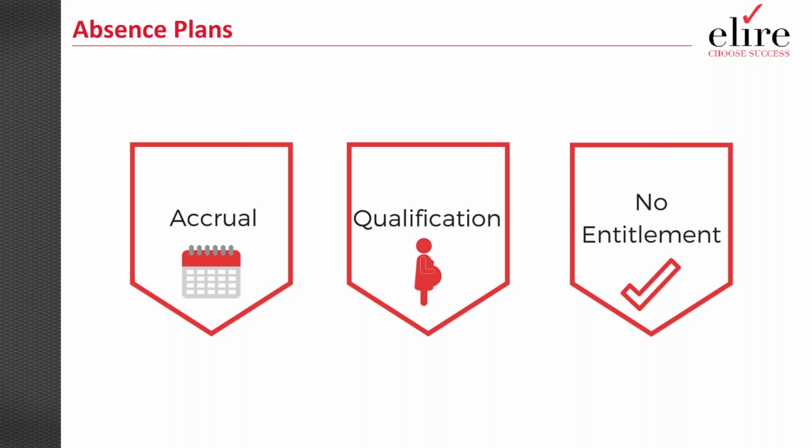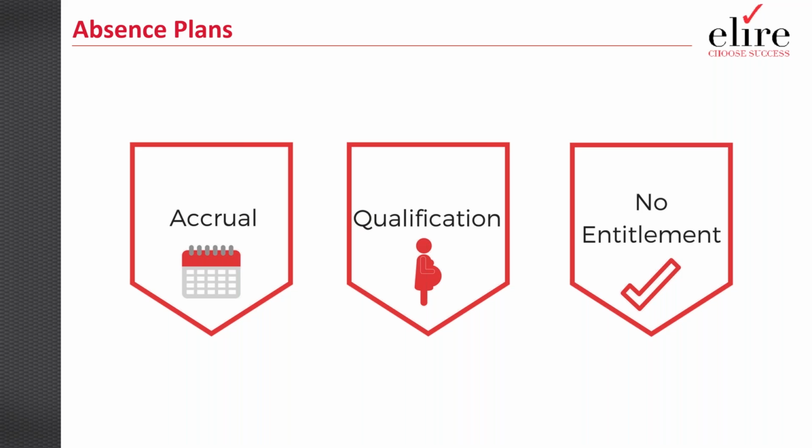And then finally, a no entitlement plan is the last plan that we're going to talk about. We're going to talk about this one briefly, but a no entitlement plan is ultimately a plan that has no balance or no entitlement tied to it. So what I mean by that is something like jury duty or military leave or bereavement.